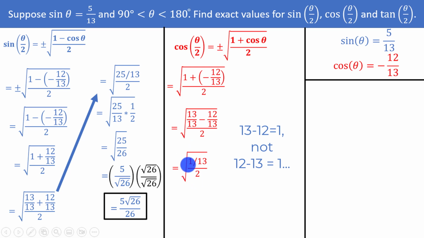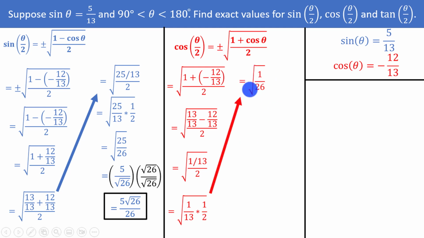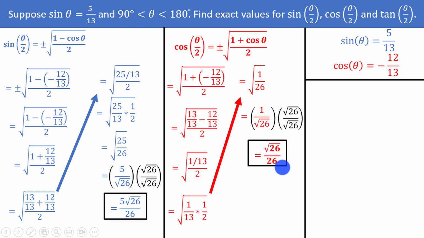So we have the square root of 1 over 13 divided by 2. If we reciprocate the denominator and multiply, we have 1 over 13 times 1 over 2. This is the same thing as the square root of 1 over 26. The square root of 1 is just 1, so we have 1 over the square root of 26. Again, we can rationalize the denominator so that we get the square root of 26 over 26. Cosine of theta over 2 is the square root of 26 over 26.